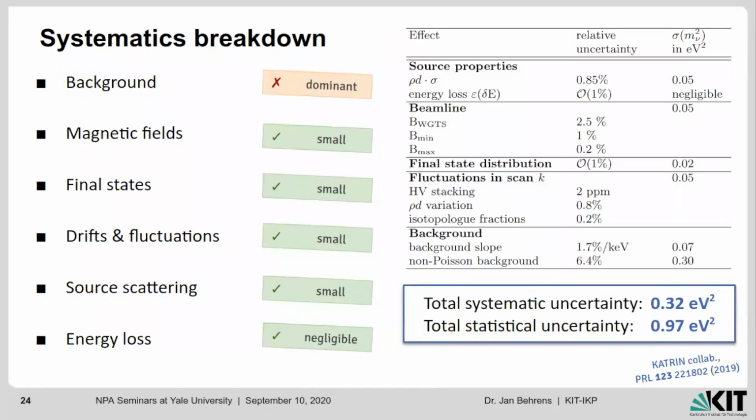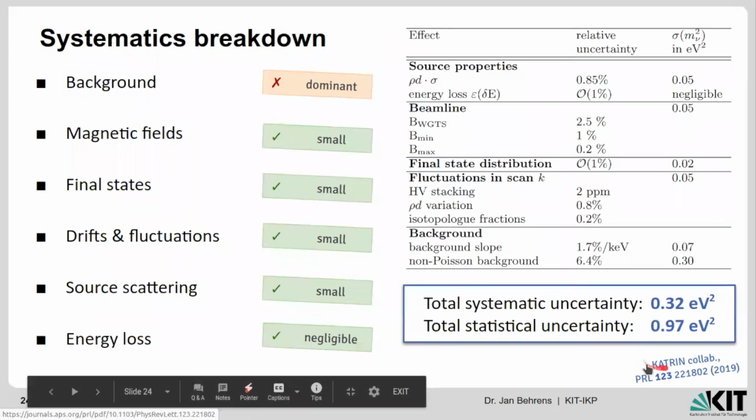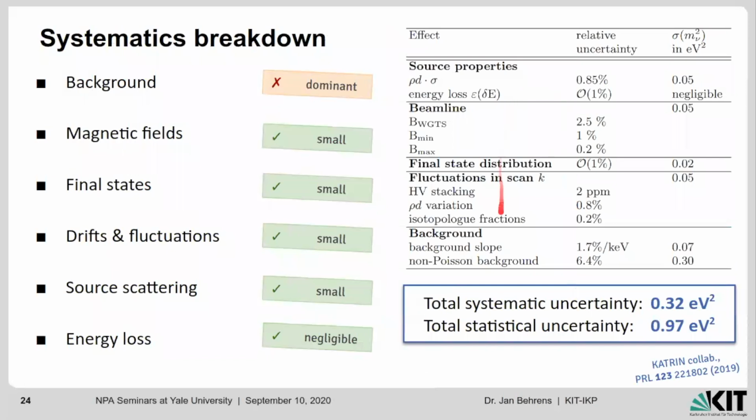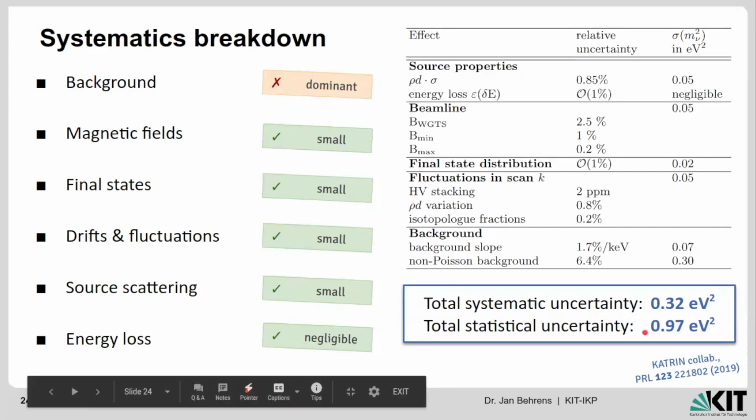And with this setup, if you have a look at our systematics, the systematics are shown here. This is a table that is part of our published result in PRL. And you can see there are different systematic contributions that we consider: source properties, magnetic fields in the beamline, final states, fluctuations between the different scans, and backgrounds. If you add up all of these, the total systematic uncertainty is 0.32 eV squared, while the statistical uncertainty is 0.97 eV squared. So in this run we are totally dominated by statistical uncertainty.